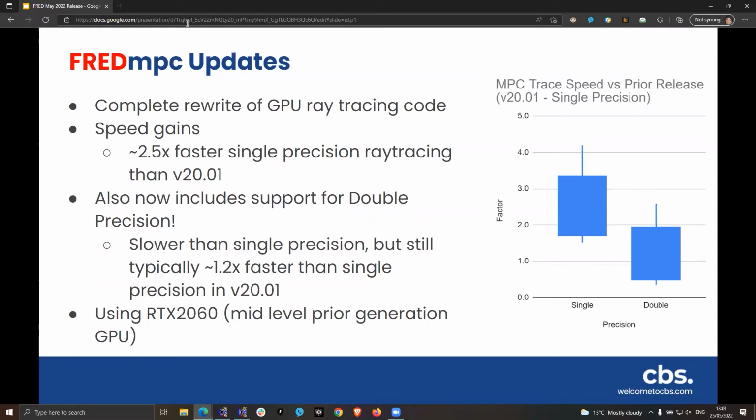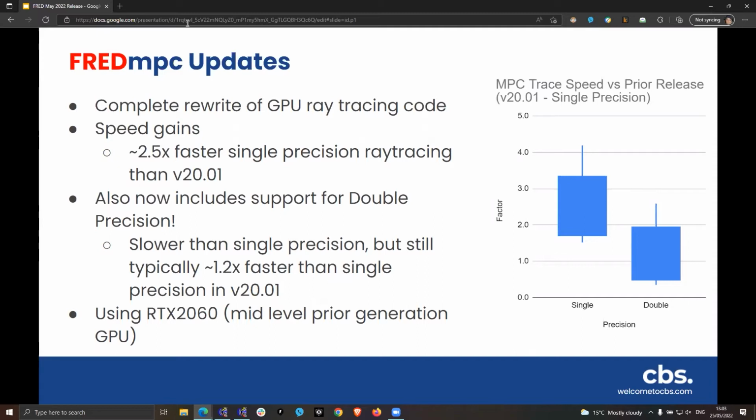So the big thing that's happened in the last 16 months or so is that there's been a complete rewrite of the GPU ray trace code, and that's obviously taken a lot of effort. It's why there's been a longer gap than normal between updates to Fred. But one of the biggest benefits we get from that is the speed gains. What we've seen in testing is that MPC ray traces in the single precision mode are around 2.5 times faster than they were in the prior version of Fred.